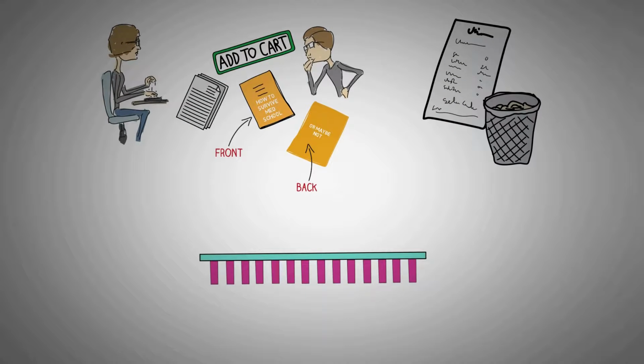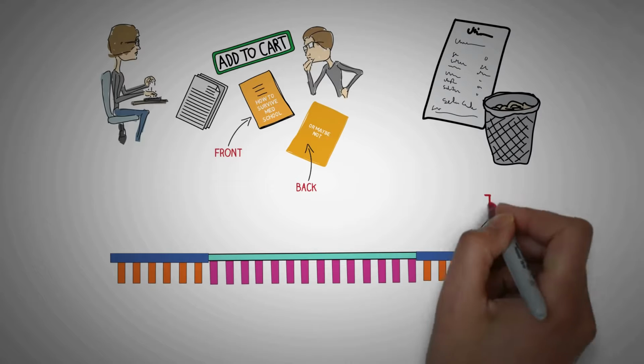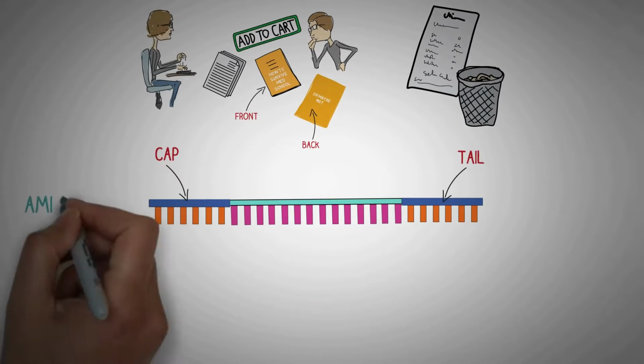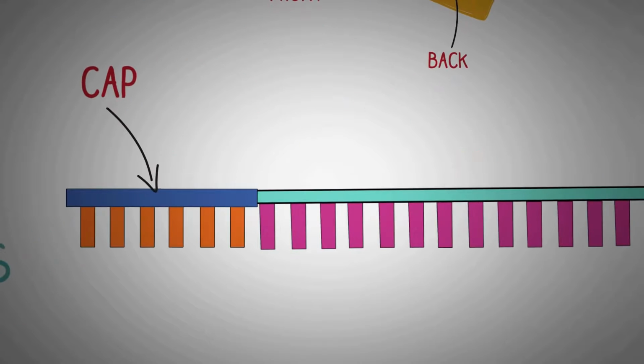The first step involves addition of a cap and a tail to the ends of this pre-messenger RNA molecule. These caps and tails are short amino acid sequences that protect the pre-mRNA molecule. The free ends of the pre-mRNA are liable to attack from many enzymes. The cap and the tail cover these ends.